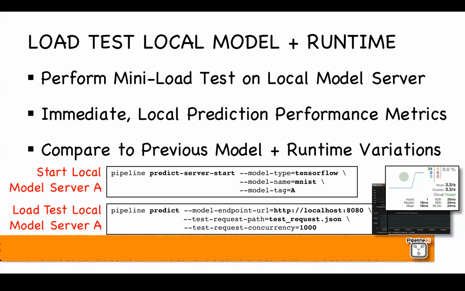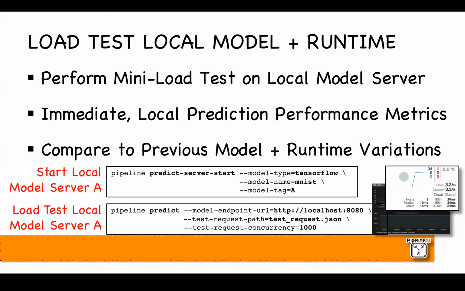All right. But the ability to start that Docker container locally and do a mini load test, so you could pass in the same command that I was using to call SageMaker and my Kubernetes, I can just point at local. While this is not production hardware, I can get a relative sense.